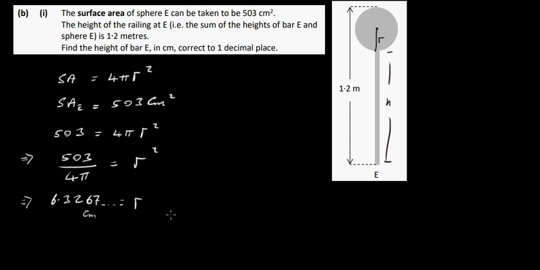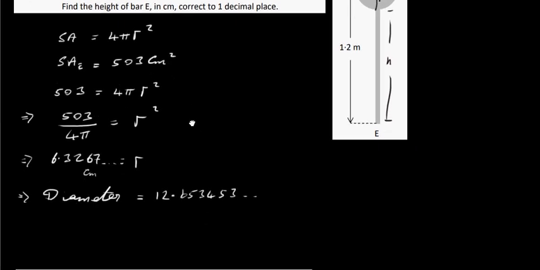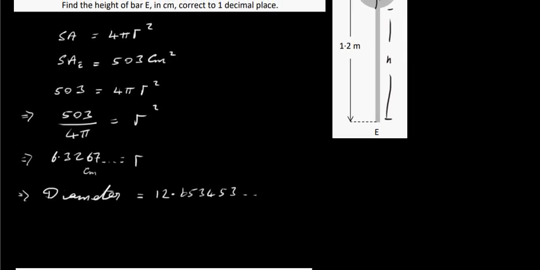So this is the radius of our sphere here, so that implies the diameter is going to be equal to double this. When you double 6.3267, you get 12.653,453, and so on. Now we have our diameter. In other words, we have the distance from here to here. So all we've got to do is subtract that from 1.2, and that will give us the height of bar E. And we've got to do that to 1 decimal place.